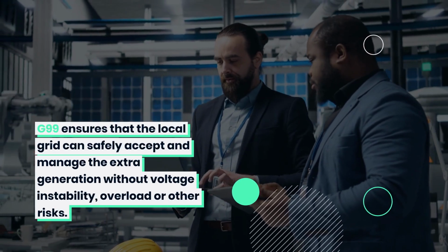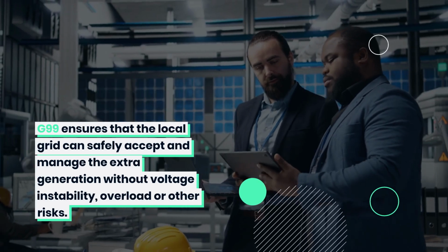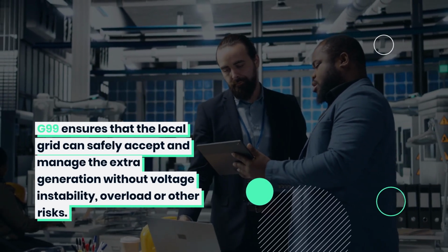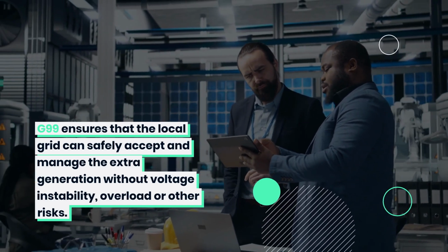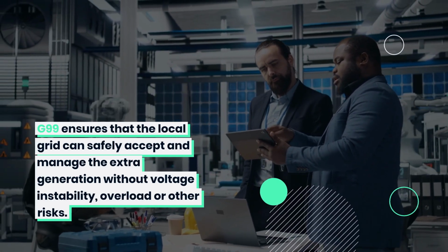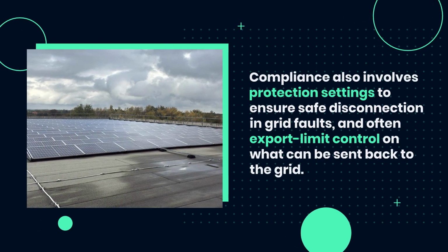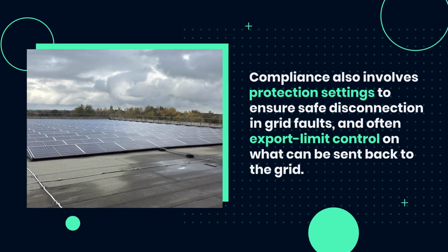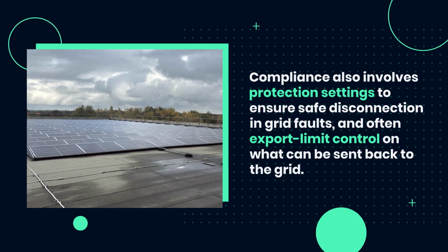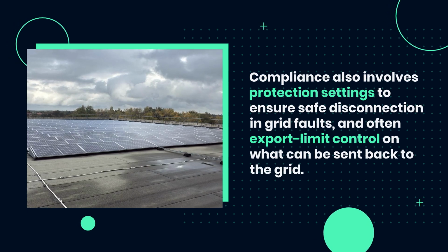G99 ensures that the local grid can safely accept and manage the extra generation without voltage instability, overload, or other risks. Compliance also involves protection settings to ensure safe disconnection in grid faults, and often export limit control on what can be sent back to the grid.